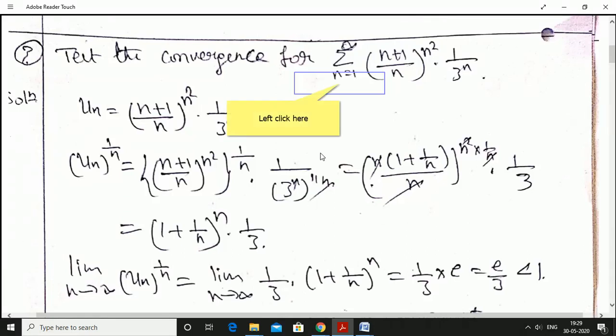Dear students, in this video, I'll explain some more problems on Cauchy's root test. Already I explained what is the Cauchy's root test. If sigma un is a series of positive terms and if limit as n tends to infinity un to the power of 1 by n is equal to L, then sigma un is convergent if L is less than 1 and divergent if L is greater than 1, and the test fails if L is equal to 1. That is Cauchy's root test.